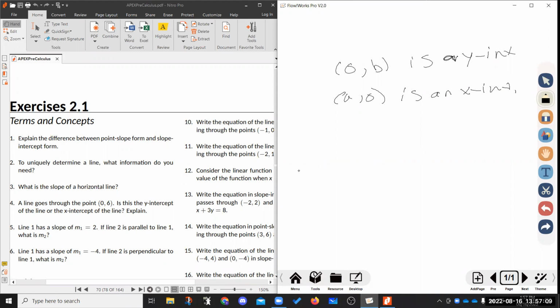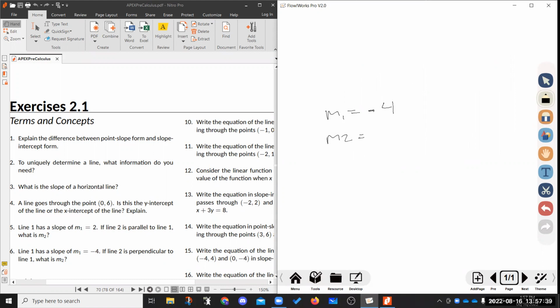Line 1 has a slope of 2 and is parallel. If line 2 is parallel to line 1, that means its slope is also 2. That was the question. If they're parallel lines, they have the same slope. Line 1 for number 6 has a slope of -4. Line 2 is perpendicular, so its slope has to be the opposite sign and the reciprocal.